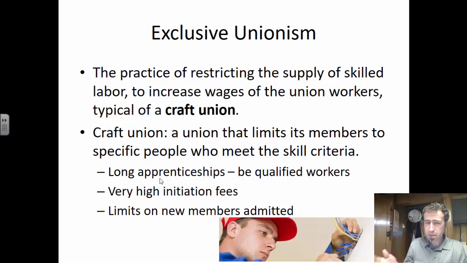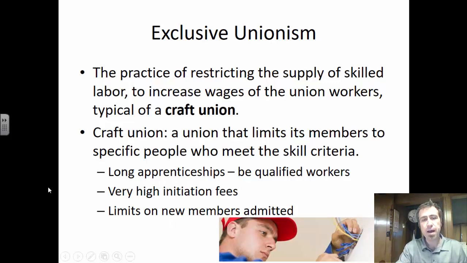They might lower the supply also by not only having long apprenticeships where you have to meet certain qualifications, they might have very high initiation fees. So it's a wall you have to jump over that might be difficult for some people. And they limit the number of new members admitted. So there might be a lot of people who want to be a new electrician, but the union says, nope, we only allow 100 people a year to our union. And so that means the supply is less, therefore wages are higher, right?